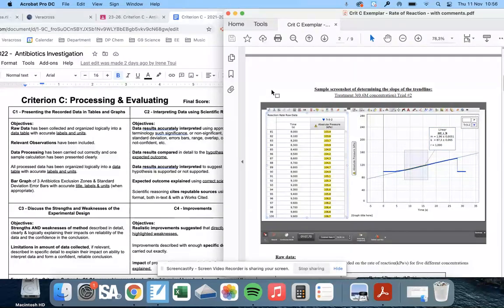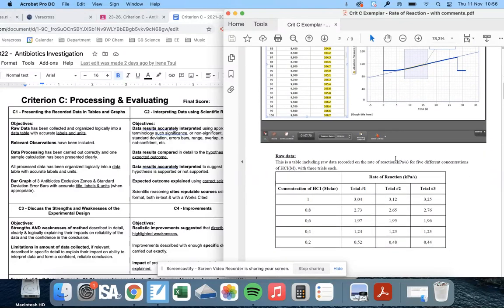So this student has also included a screenshot that shows the processing of the data. In this lab, that involved fitting a trend line to the data and recording the slope from that trend line. So Capstone has done most of the work for the student, but this is evidence really of objective 2, showing a sample calculation, showing data processing.